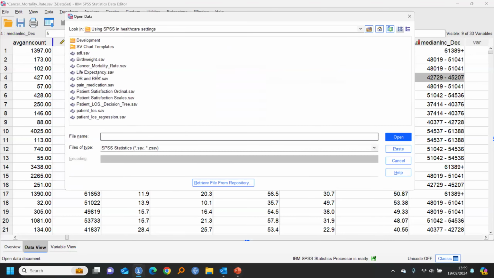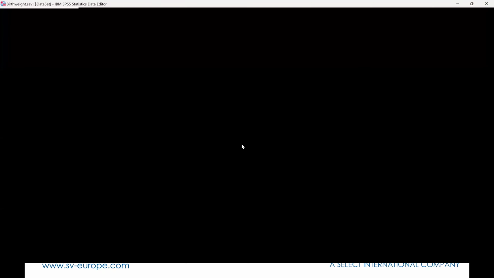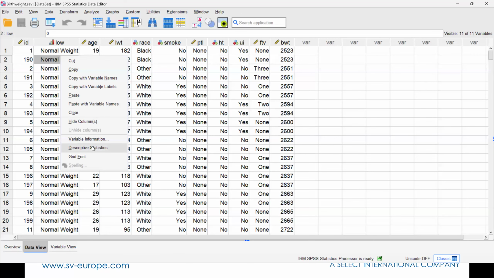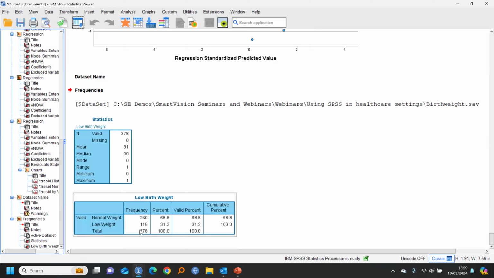We've got a quick data set there. We have birth weight, and this is our data set. You can see that we've got a category variable here just called low. And if we look at it, there's only 378 cases here. 31% of the cases were women who give birth to low weight children, and 68.8% were normal weight children.